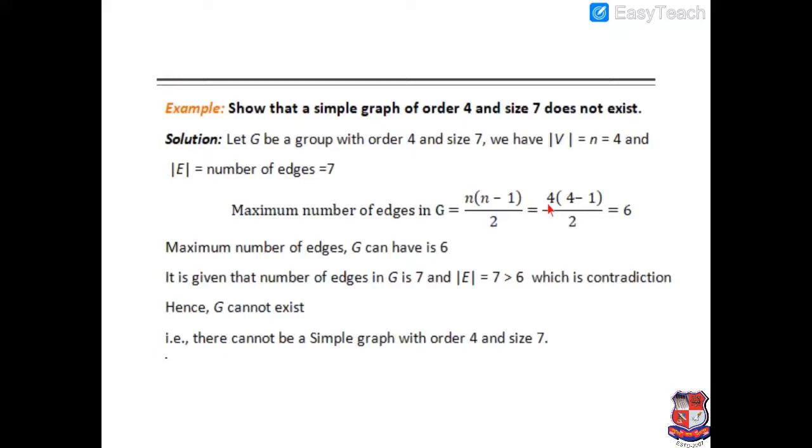which is equal to, here we have vertices n equal to 4, therefore 4 into (4 minus 1) by 2, which is equal to 6. Therefore the maximum number of edges in a graph G is 6, but it is given that the number of edges in graph G is 7, and here 7 is greater than 6, which is a contradiction to our supposition in our theorem. Therefore, G cannot exist. That is, there cannot be a simple graph with order 4 and size 7.